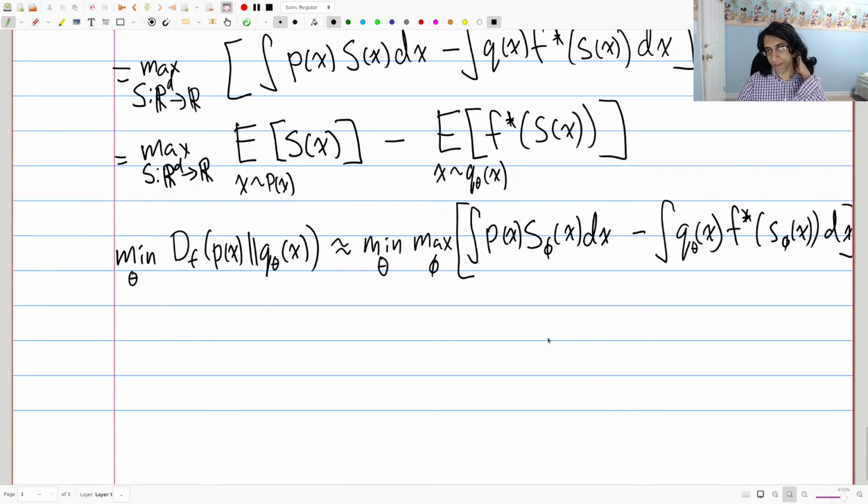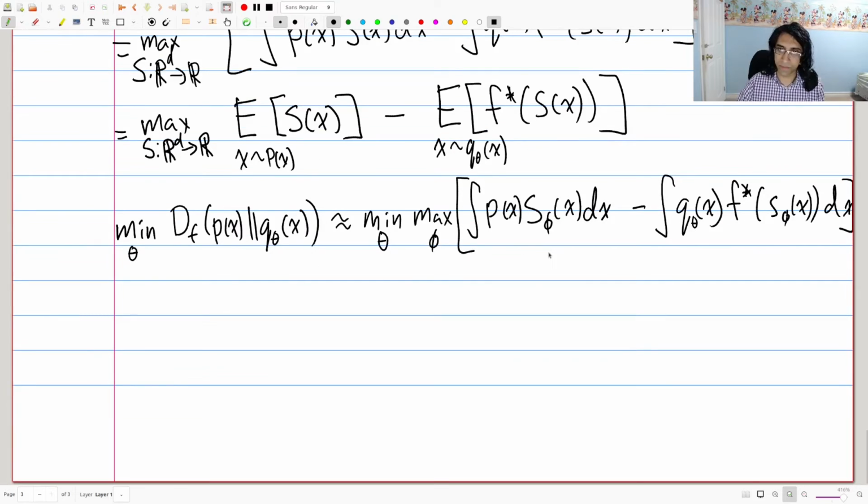So this is now just writing it in terms of the thing that we've already looked at, in the sense that this S phi of x is going to be our discriminator network. And we can just put it right here.